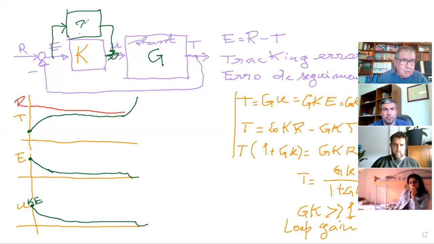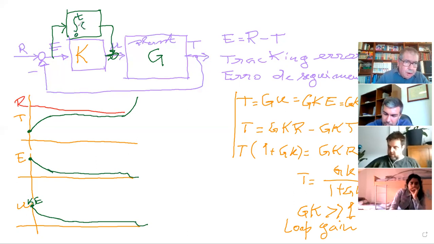Well, the trick is an integrator. The trick is to integrate this signal. So you put here an integrator between the moment in which you start and present time, and you integrate the error.